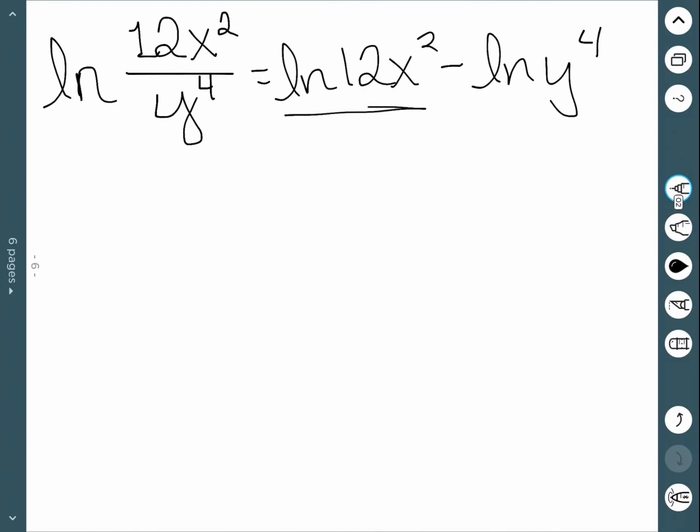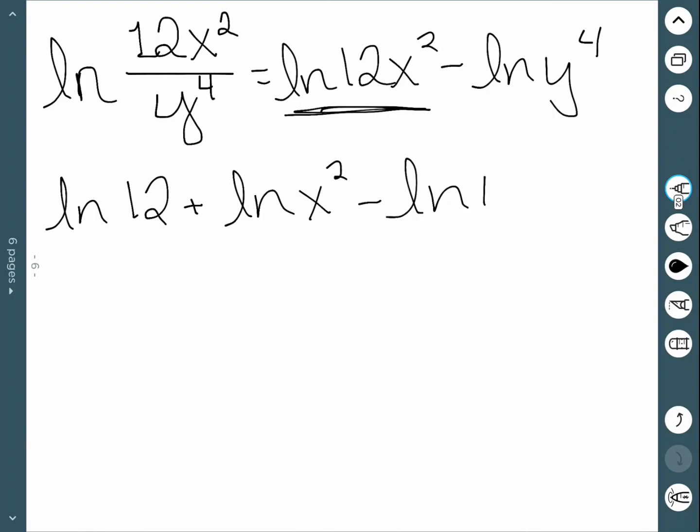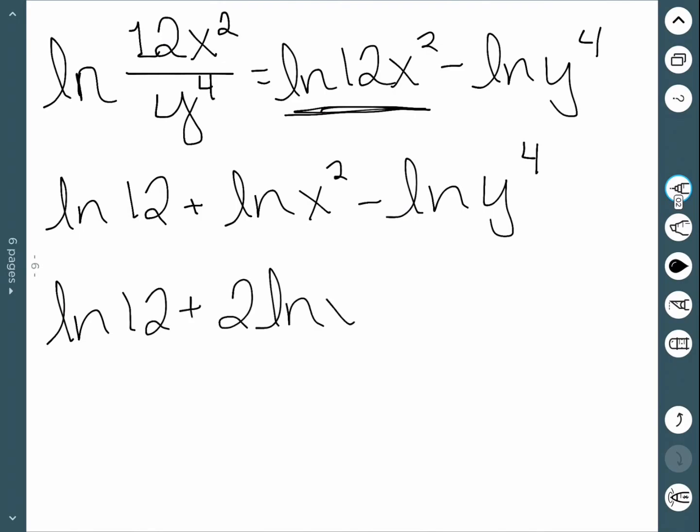We can now see this first term has a multiplication, and multiplication is the same thing as addition, so ln of 12 plus ln x squared, and we still have this ln of y to the 4th. And then from there we want to move exponents out, so 2 ln x minus 4 ln y. So now we've taken something and broken it up as far as we possibly can.